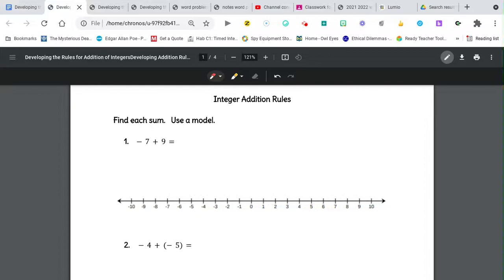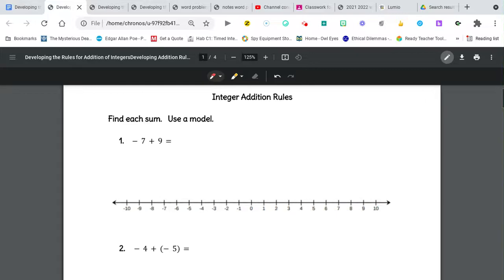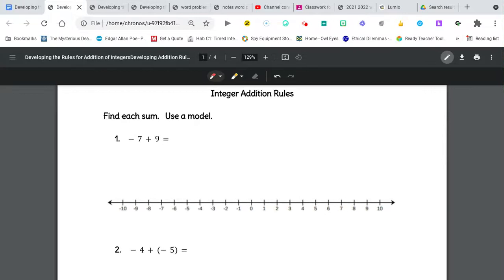I'm going to recap integer addition with you all, adding a positive or adding a negative. I'm going to start off with negative 7 plus 9. I'm going to use a model, and we're going to work our way from the model into the workbook today, okay? All right, so let's start off with negative 7 plus 9.